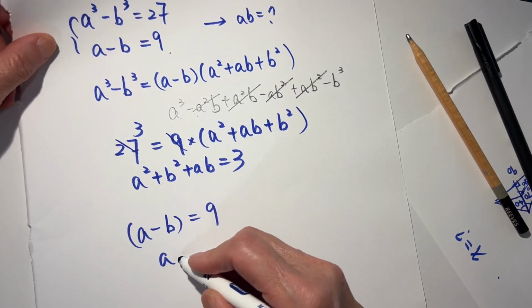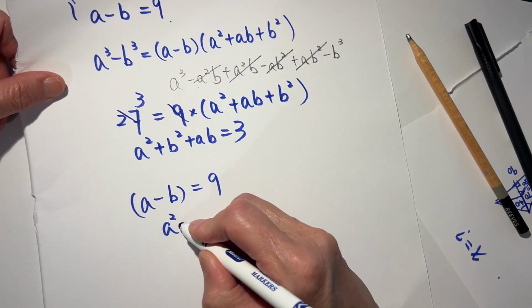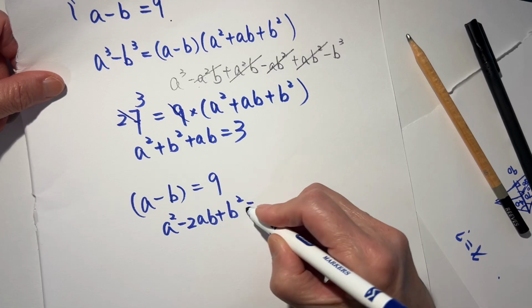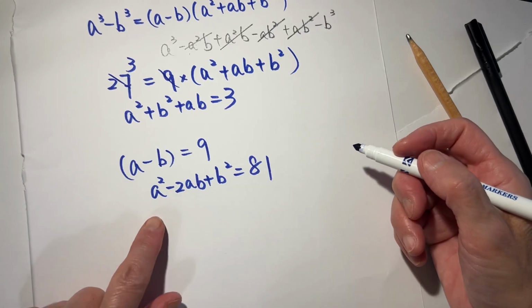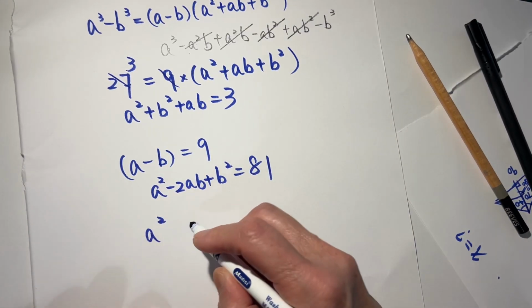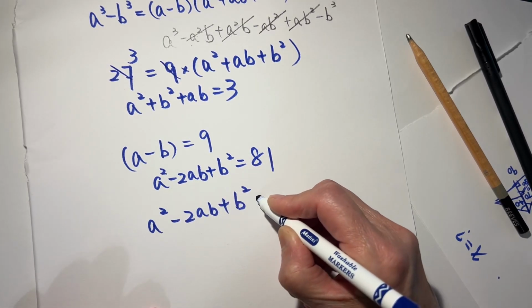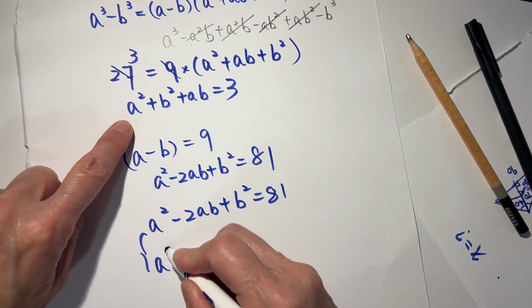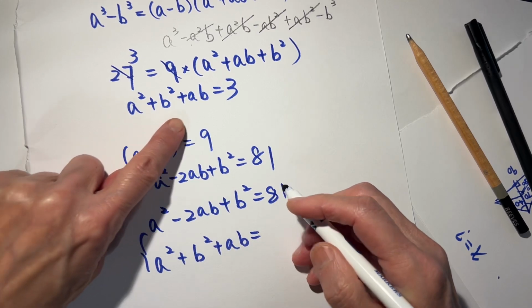So a square, we square it. A square minus 2ab plus b square equal to 81. We square it, right? So a square minus 2ab plus b square equal 81. A square plus b square plus ab equal to 3.